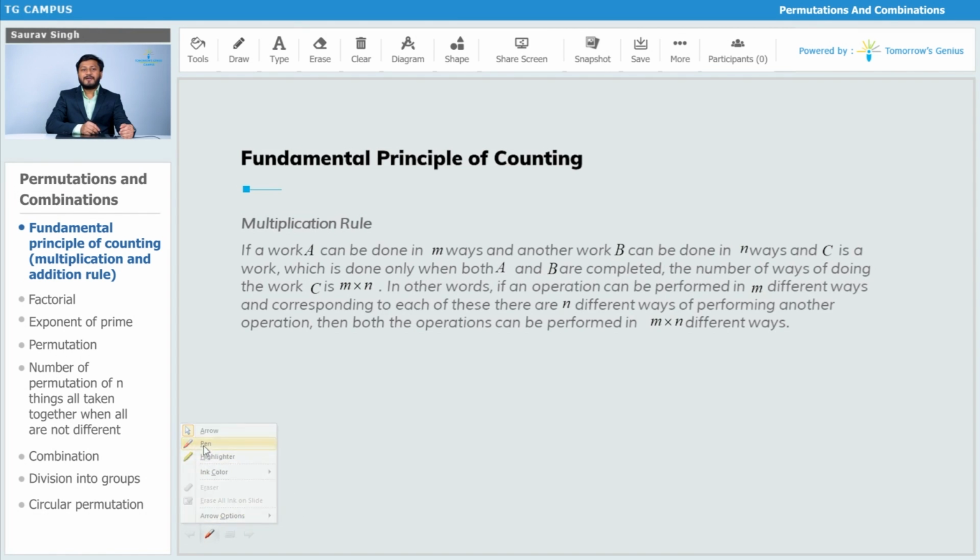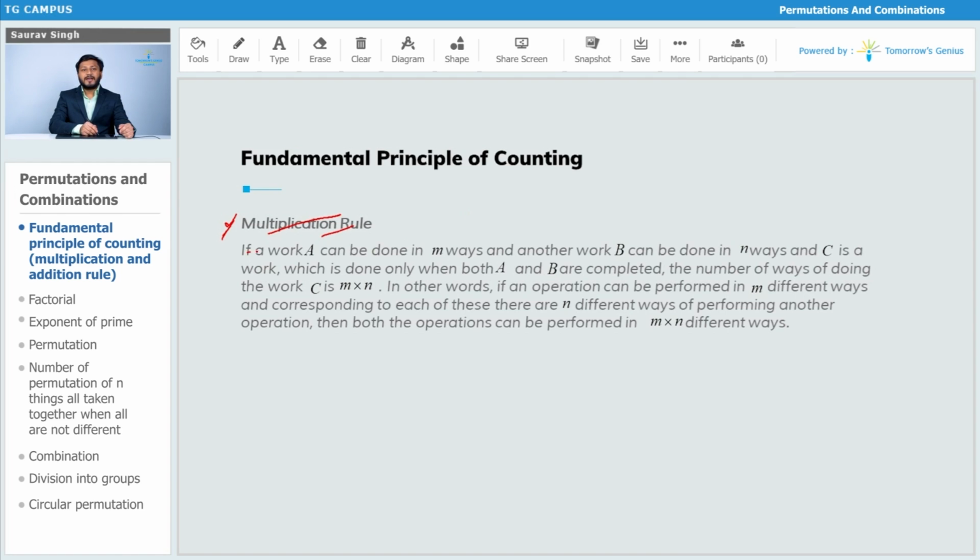Basically, in the fundamental principle of counting, we are going to deal with two rules. First, the multiplication rule, and when we apply it. Second, the addition rule, and where to apply it. So let's see the first, that is the multiplication rule. In the multiplication rule, what we are going to do is multiply the number of ways, but for that we have to understand when we are multiplying and under what condition.